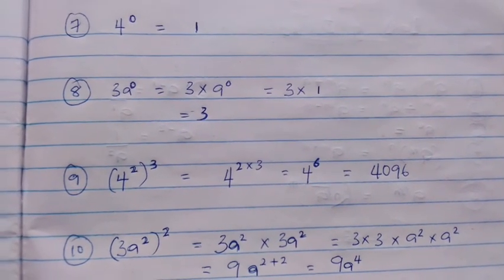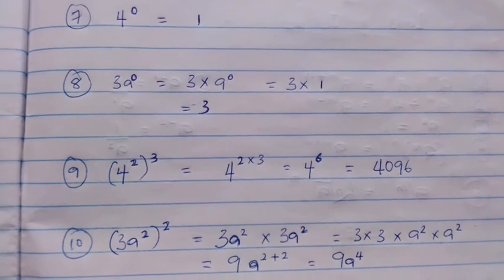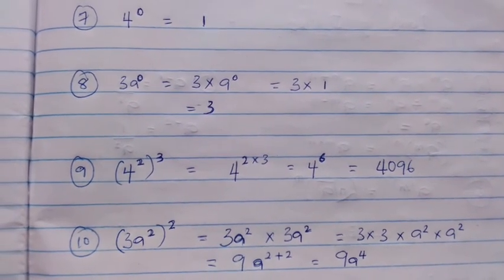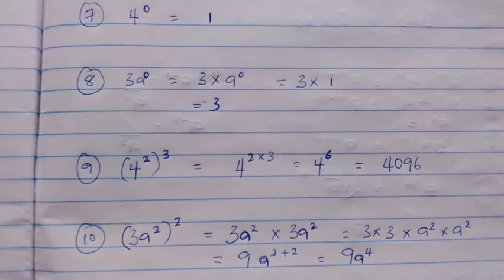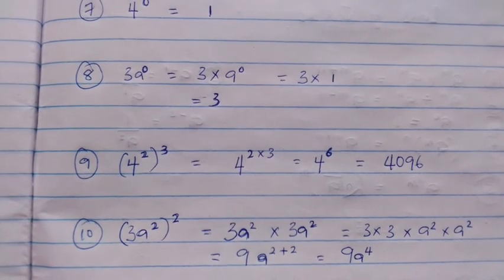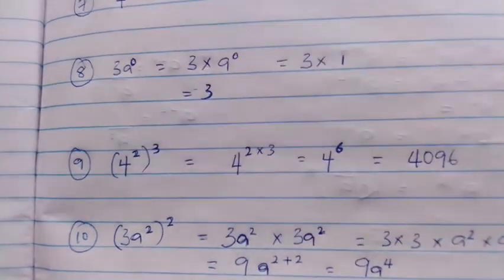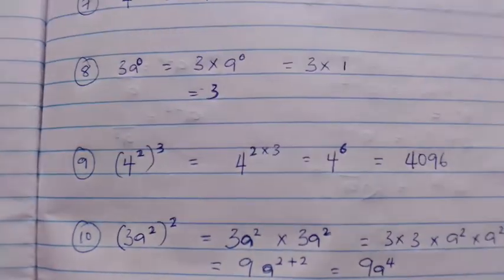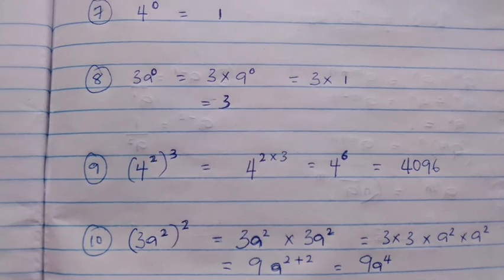Okay, number 7, we have 4 raised to power 0. In this case, it is automatically 1, because from our laws of indices, anything raised to power 0 is 1. And for number 8, 3a raised to power 0. It can also be expressed as 3 times a raised to power 0, which a raised to power 0 is 1. Therefore, 3 times 1 is 3.